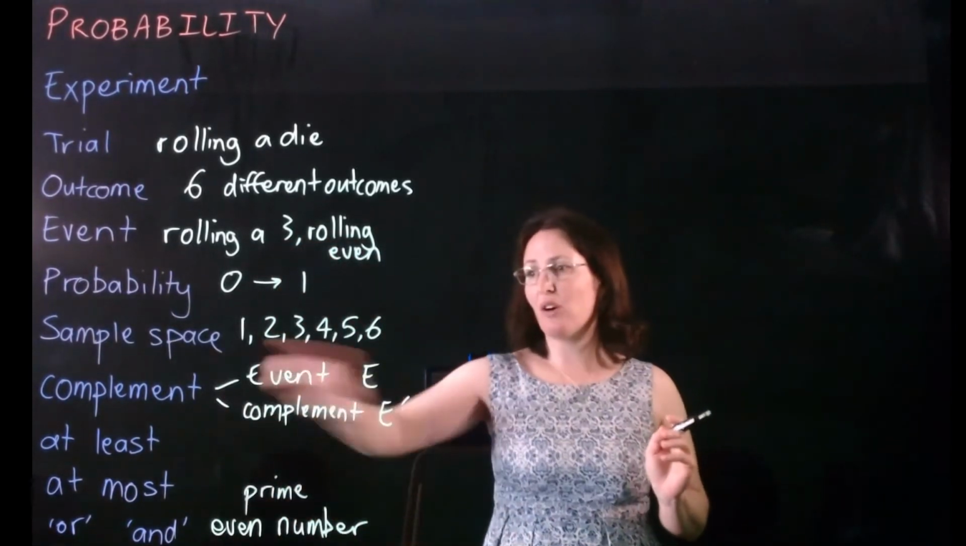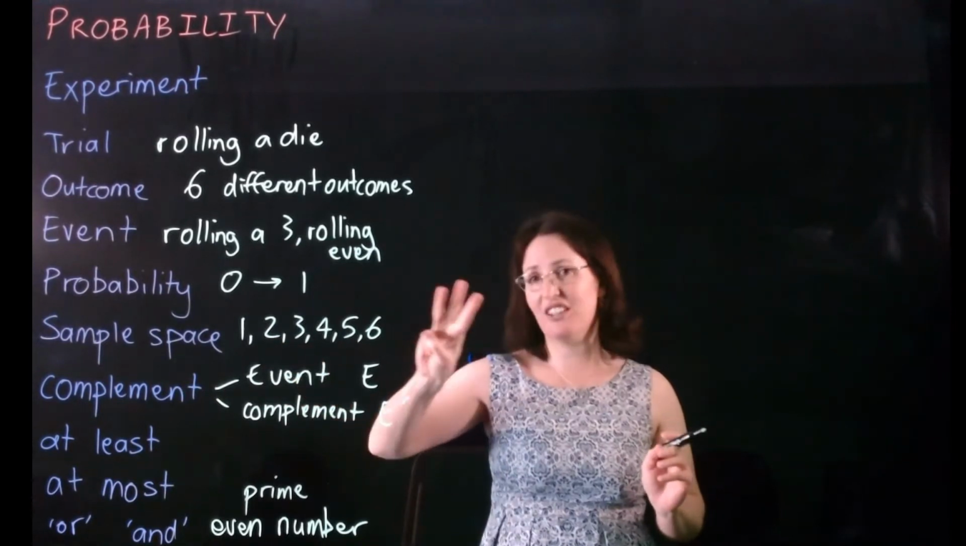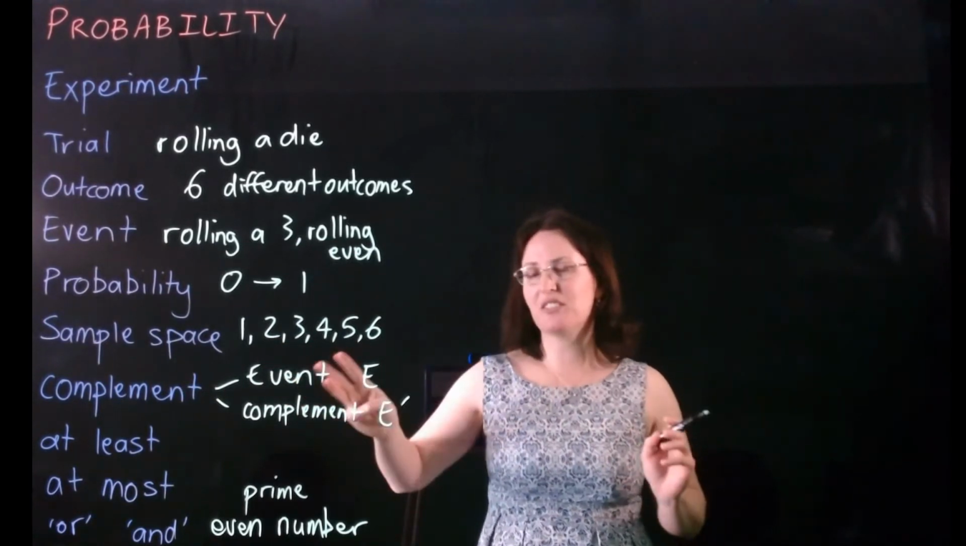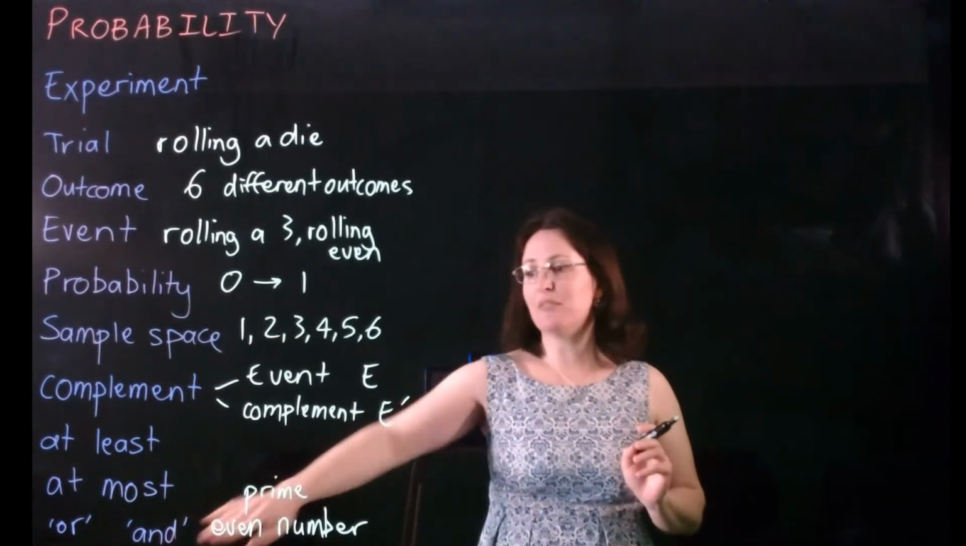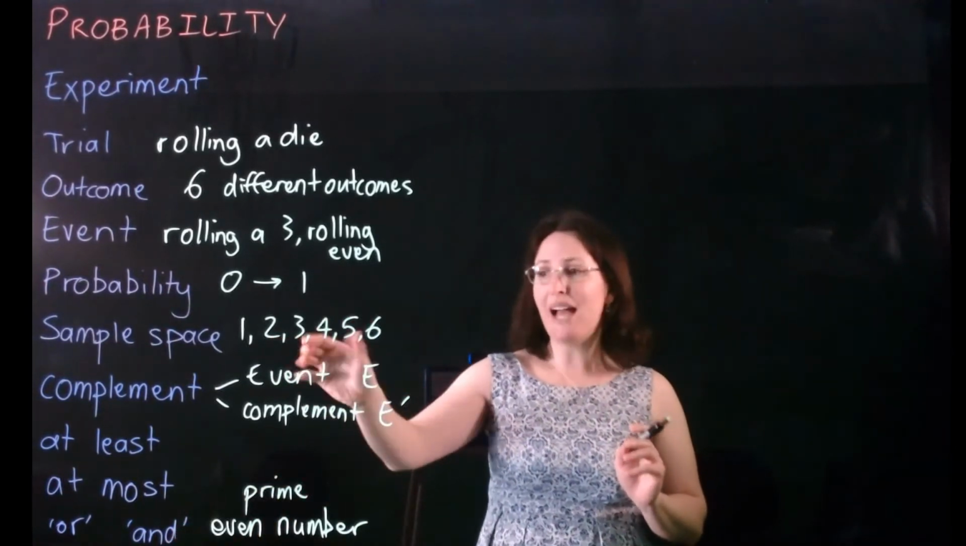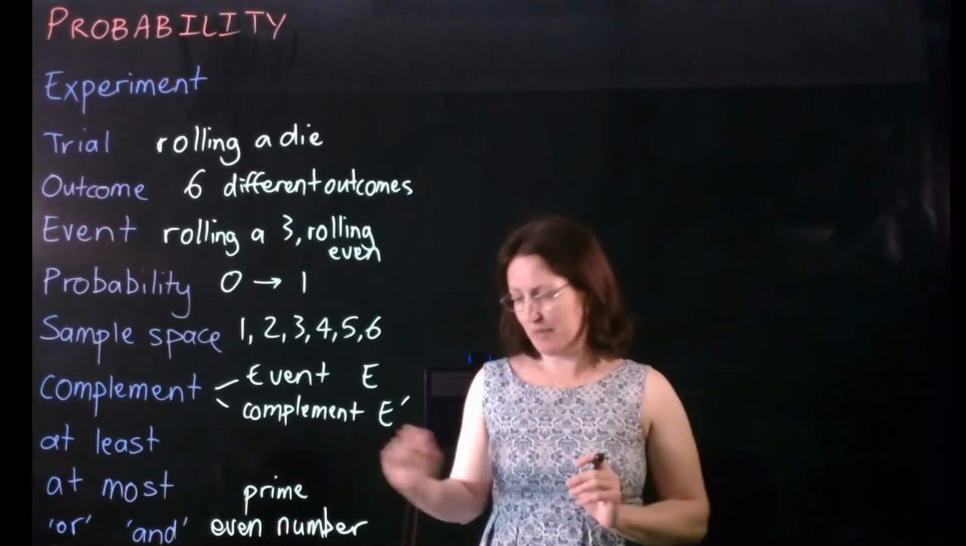So the number that you roll has to be even. Okay, well there's 3 things that could be there. But which one is also prime? It's only 2. So using an AND means that the outcome has to match both of those requirements.